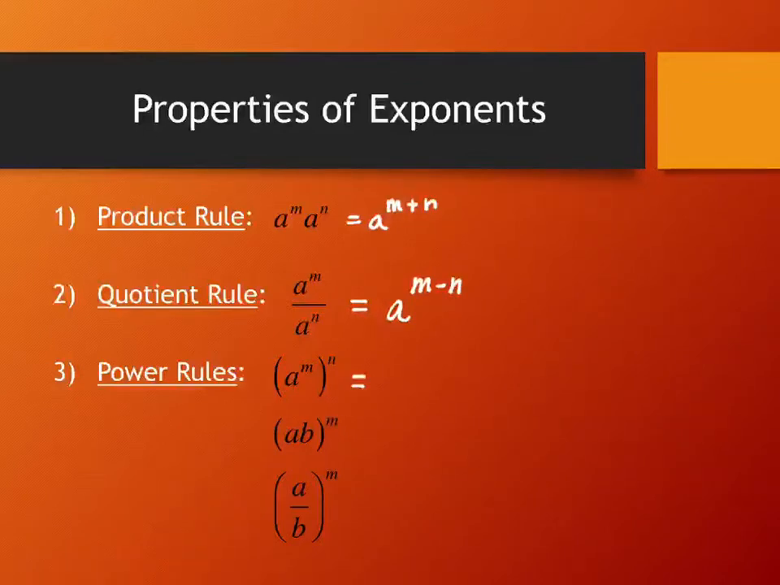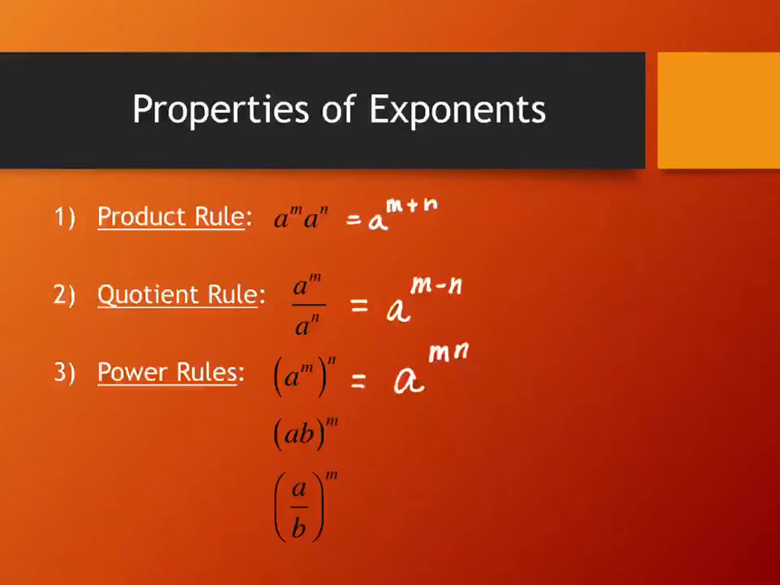The third one actually feels a lot like the first one, but it's different. I don't have the base repeated. You'll notice there's parentheses that show up. What ends up happening is that I have a power raised to a power, and that's the one that you end up multiplying with. So we have a to the m times n.